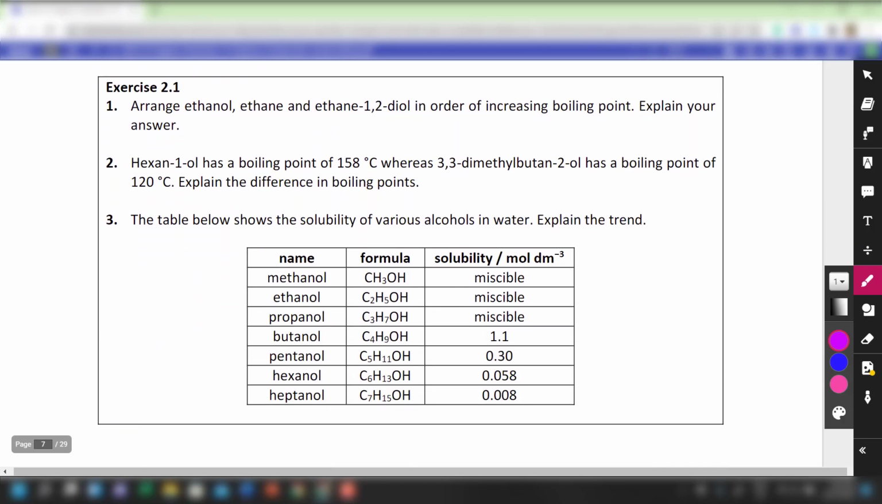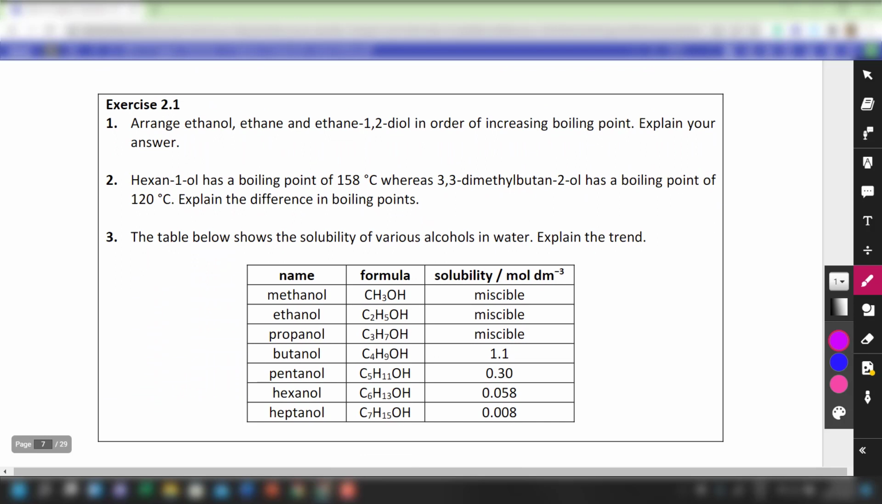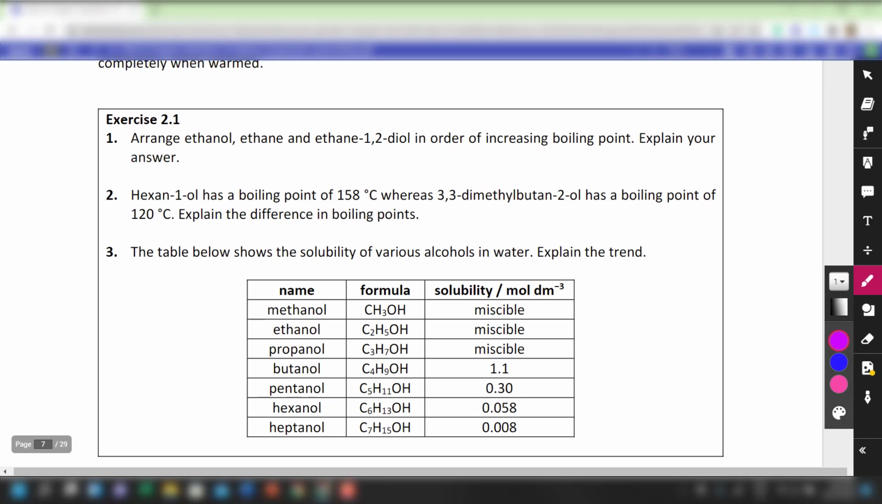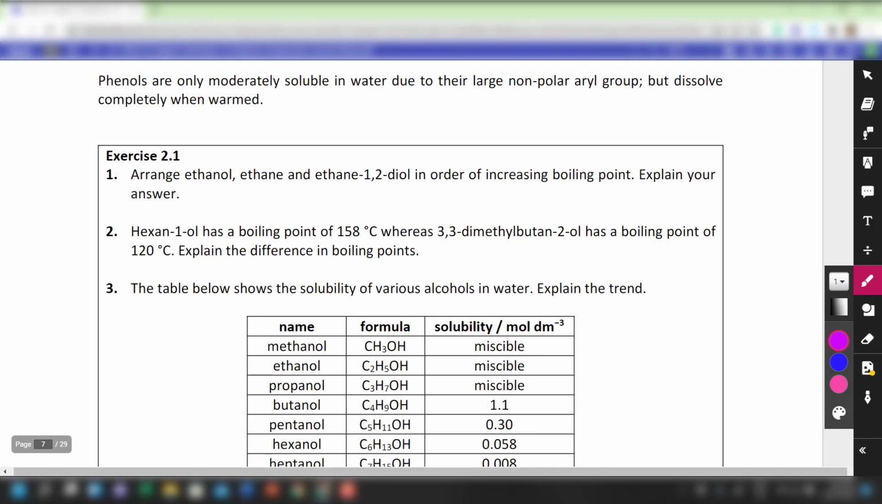Okay, with that, we'll move on to exercise 2.1. You are supposed to arrange ethanol, ethane, and ethane 1,2-diol in order of increasing boiling points. Explain your choices. Okay, so in this case, I think this is not too difficult.